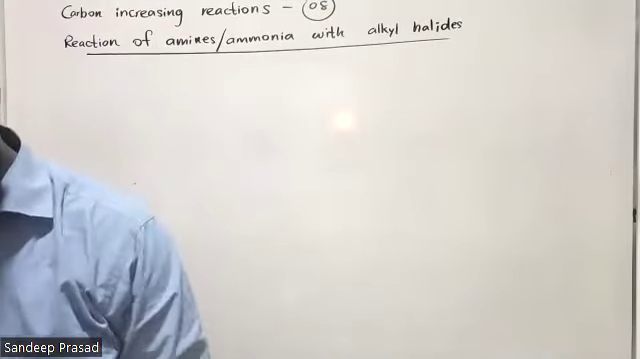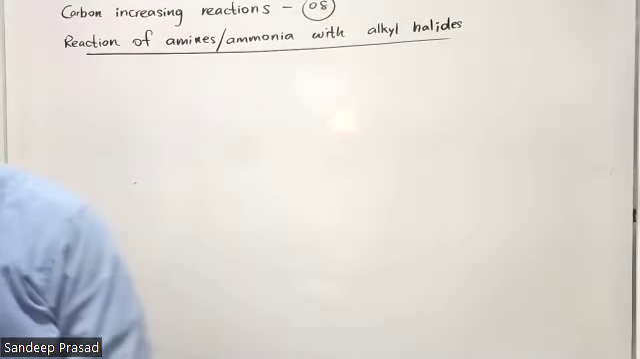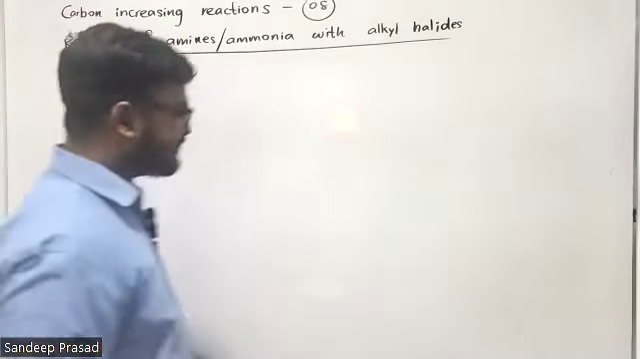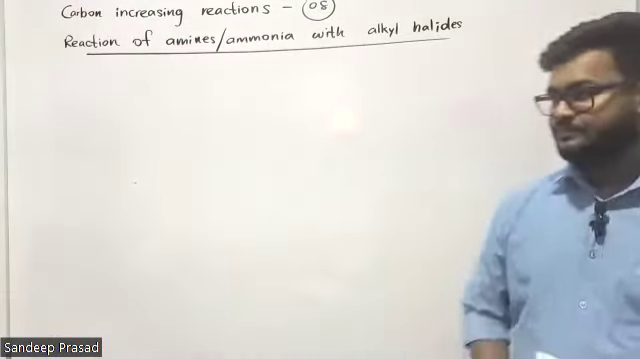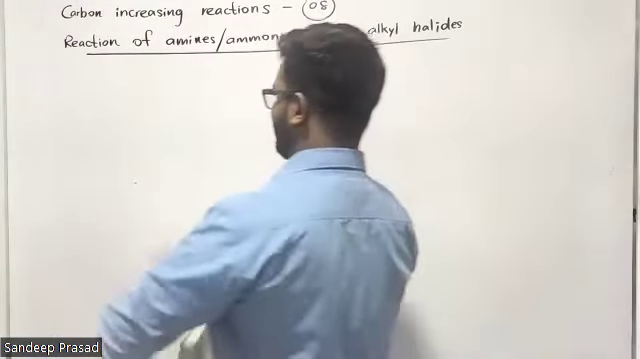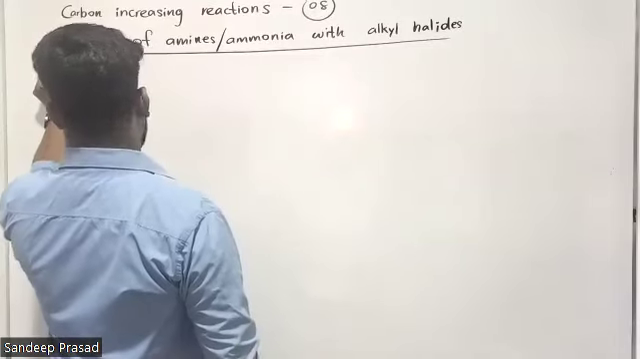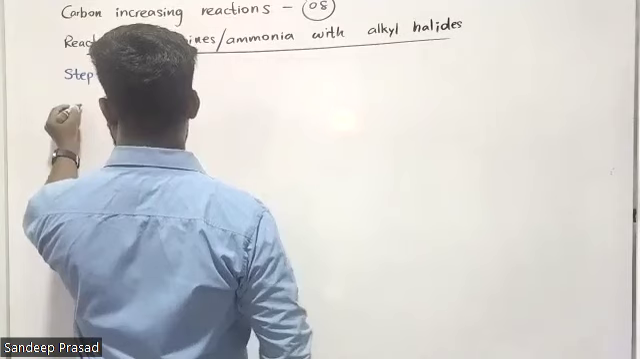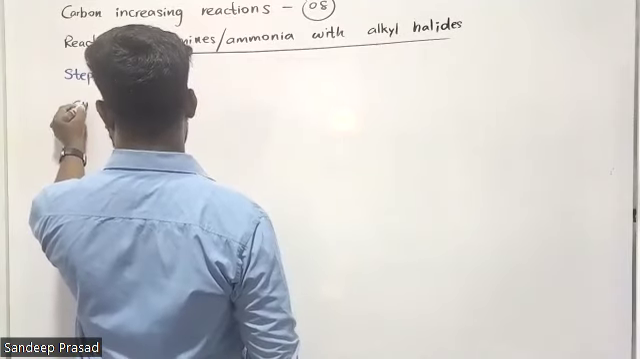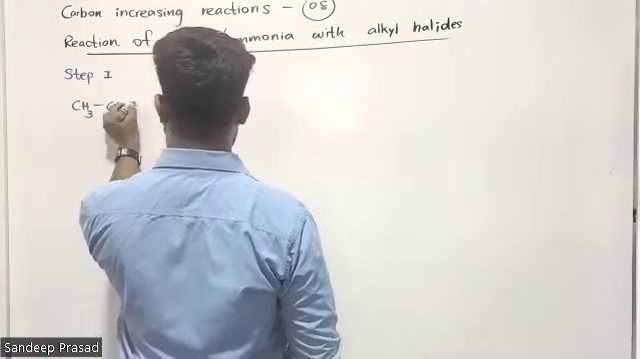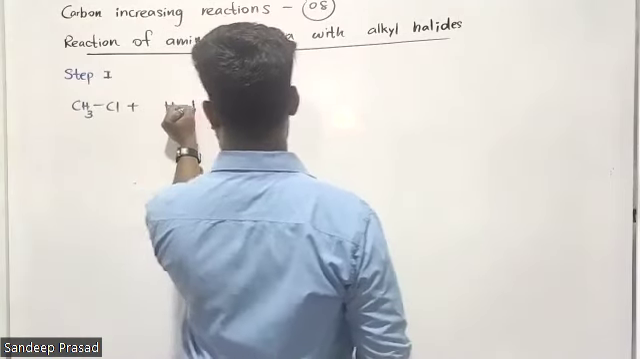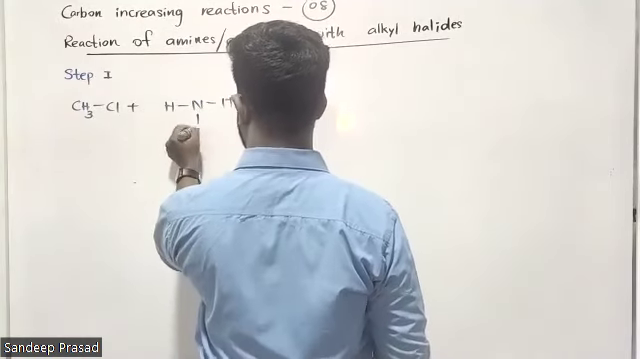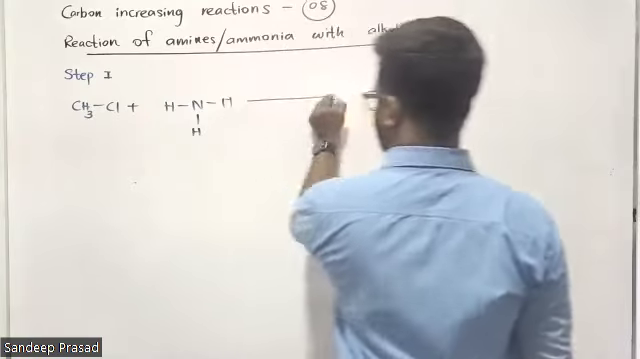Okay, students, now listen to this one very carefully. This reaction is very interesting, okay? So let me consider here, first of all, an ammonia molecule. That means we have an alkyl halide like CH3Cl, and I'm going to add here ammonia, NH3. Then what is the product that you obtain?